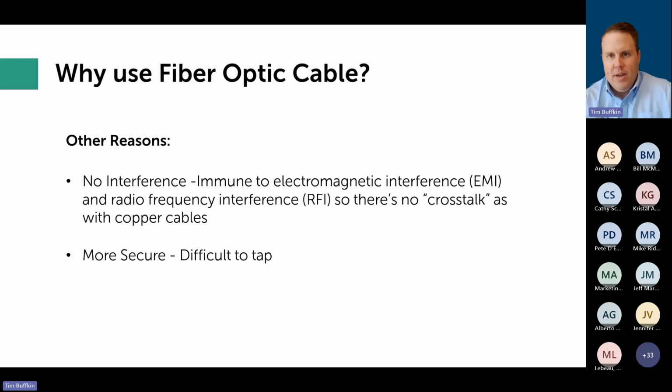But with fiber, even if the fibers are touching each other, you're not going to get that crosstalk. You're not going to get that mix up of signals between different pieces of fiber like you would with copper. But then also, fiber is more secure. It is more difficult to tap and pull information out of. Whereas with copper, it's a lot more simple to break into a copper cable and bleed data or bleed that signal out of that cable itself.